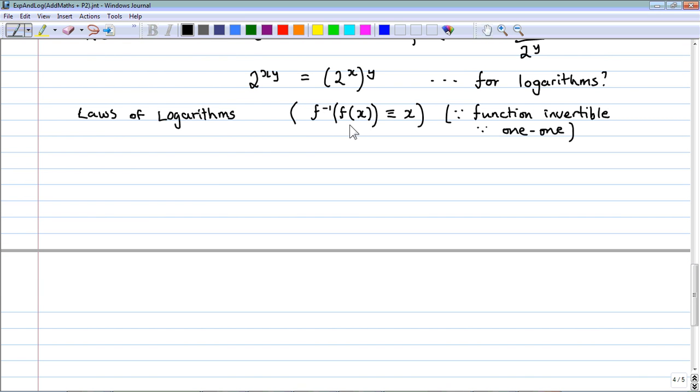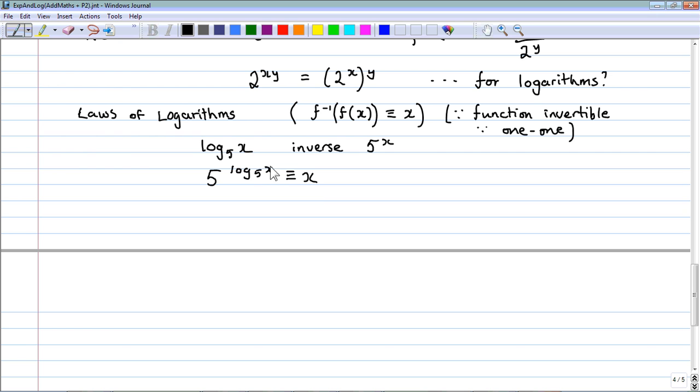Now, what does this rule here say in terms of exponential and logarithmic functions? Let's take the example of, in this case, log base 5 of x. What's the inverse of this function? The inverse of this function is the corresponding exponential function, 5 to the power x. So if we apply this rule here, we're going to get the following statement: 5 to the power of log base 5 of x is equal to x.